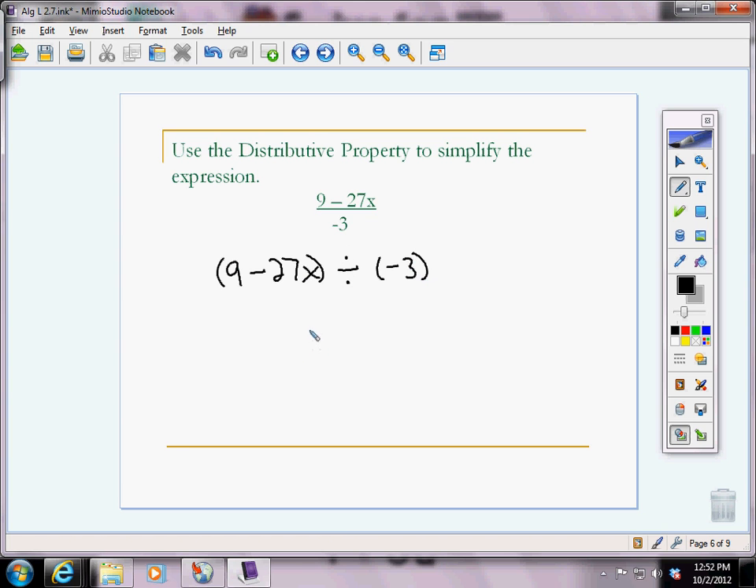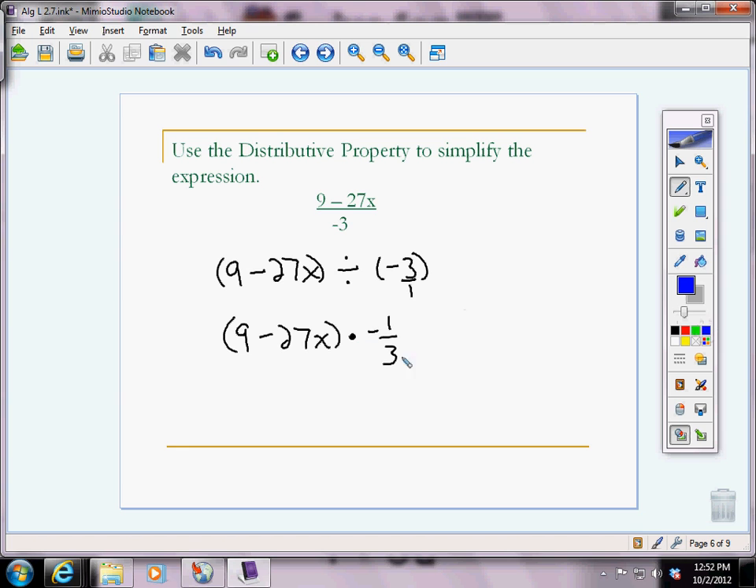Here's the reason I want to do this. And again, there's different ways to get to our final answer here, but this is just one way I wanted to show you. Remember, when we're dividing by a real number, that's the same thing as multiplying by its reciprocal. So we could take 9 minus 27x, and instead of dividing by negative 3, we can multiply by a negative 1/3. Dividing by negative 3 is the same as multiplying by its reciprocal, a negative 1/3.